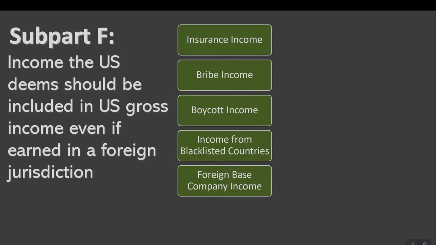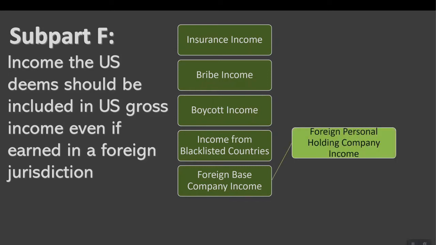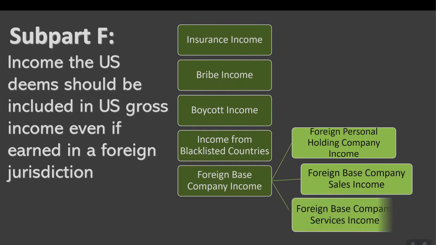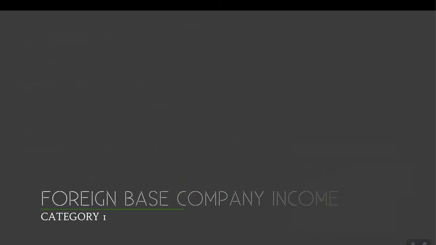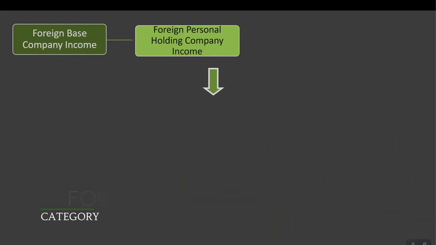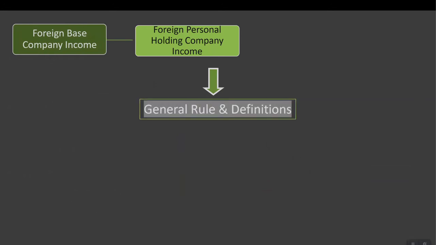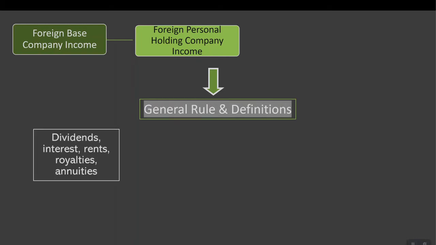Foreign-based company income consists of three different subcategories of income. They're known as foreign personal holding company income, foreign-based company sales income, and foreign-based company services income. We are going to walk through each type of income in this fifth category, the general rule, and then specific transactions. Foreign personal holding company income is better known as passive type activities within an organization. Revenue items included under the general rule are dividends, interest, royalties, rents, and annuities.